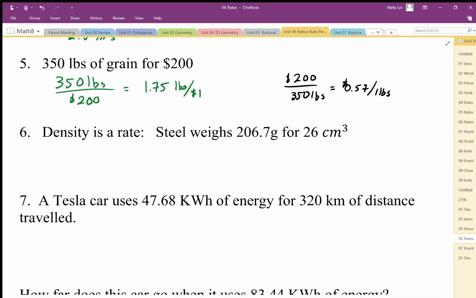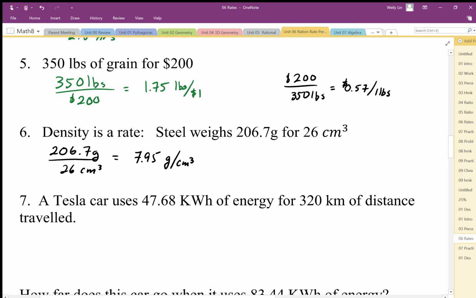So the ratio of comparison of steel, or the density, is 206.7 grams for 23 cubic centimeters. So we end up with this amount of mass for this amount of volume. When I divide the two, I get my density as a unit rate. So 206.7 divided by 26, that gives me 7.95. Now the units of density are measured in grams per centimeter cubed. So for each cube, this is how many grams I have. And that ratio represents a density.